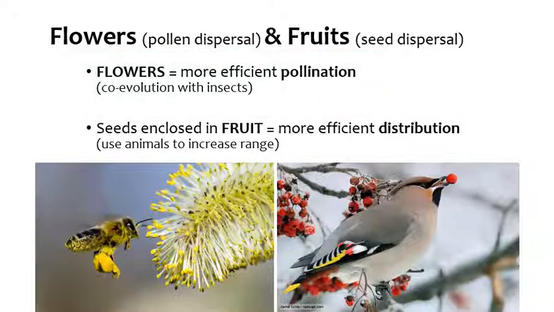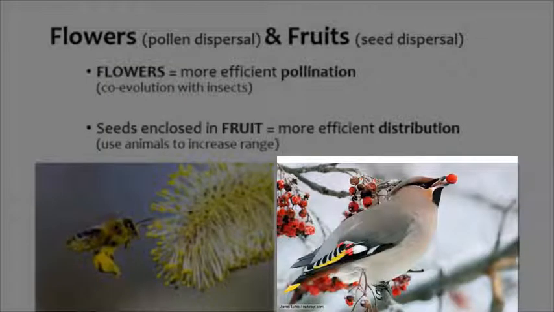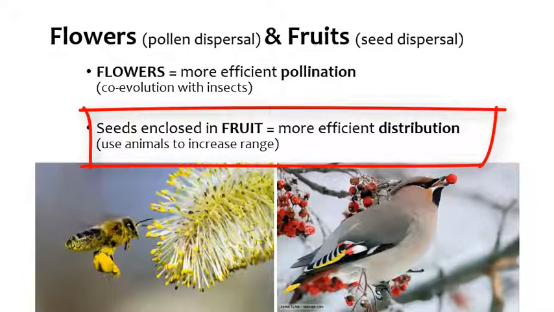Seeds are encased in a fruit, which is often used as a reward for animals. The animal eats the fruit with the seeds inside, and then the seeds, with their protective coating, survive their trip through the animal's digestive tract and get deposited in a nutrient-rich plop of poop. It's a very successful way of distributing the seeds, creating a greater range for the species.